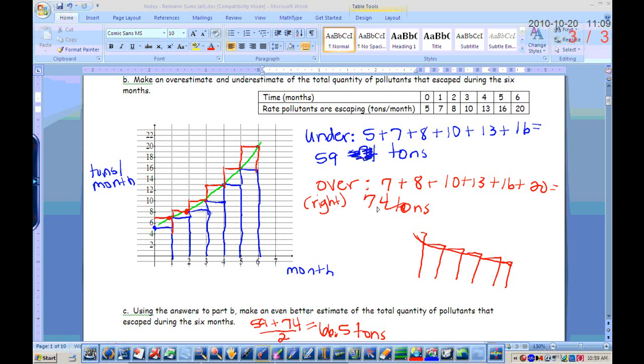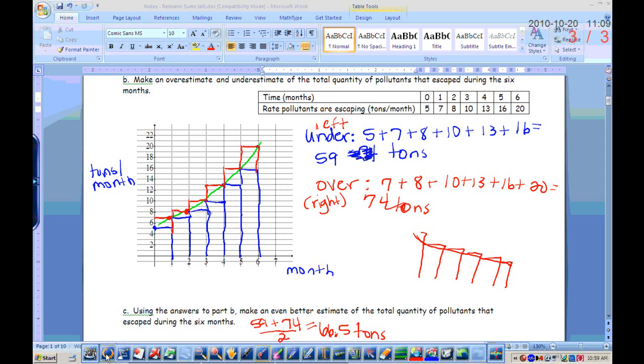Okay, if the graph is decreasing, we'll talk about that in just a second. But right now, for this particular graph, the overestimate is also called the right side estimate. The underestimate could also be called what? The left, because if you look at my blue rectangles, the green curve hits the left side of each of those rectangles.